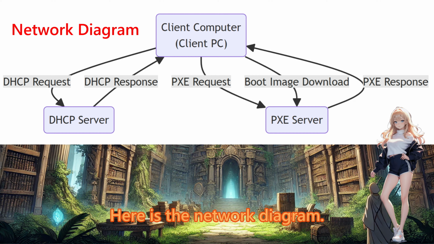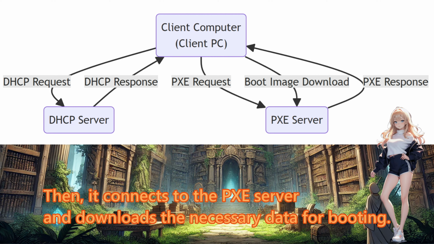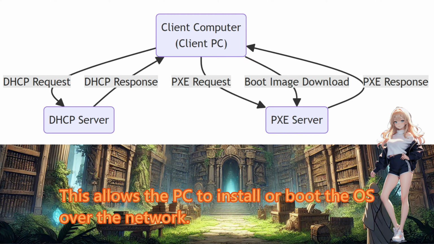Here is the network diagram. First, the client PC obtains an IP address from the DHCP server. Then, it connects to the PXE server and downloads the necessary data for booting. This allows the PC to install or boot the OS over the network.